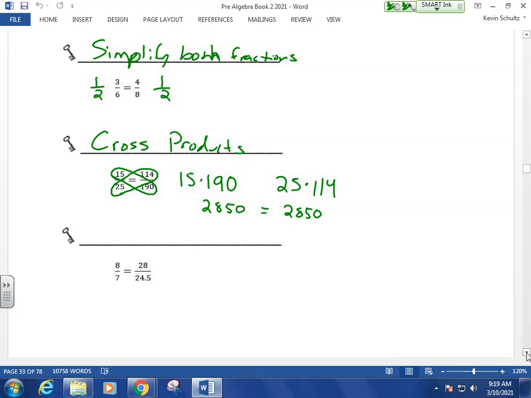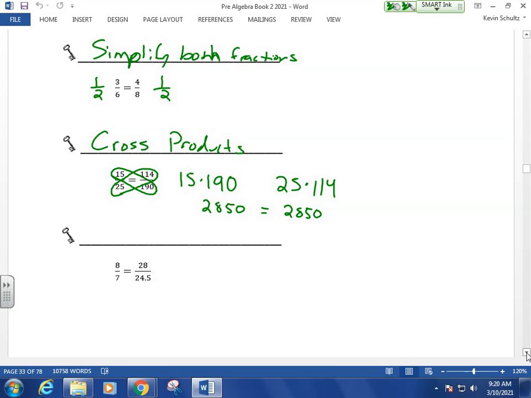And cross products works really well when you've got fractions such as this, where they're a little bit larger. You might not be very familiar with how to simplify 114 over 190. You're not sure what the scale factor might be. You know that 25 won't go into 190. Cross products is a nice quick method that you could use.